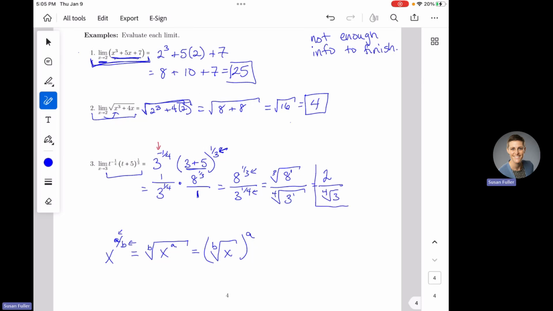And this is what I would put into Achieve. I wouldn't put in a decimal. I would leave it just like this and enter it with fractions and roots.